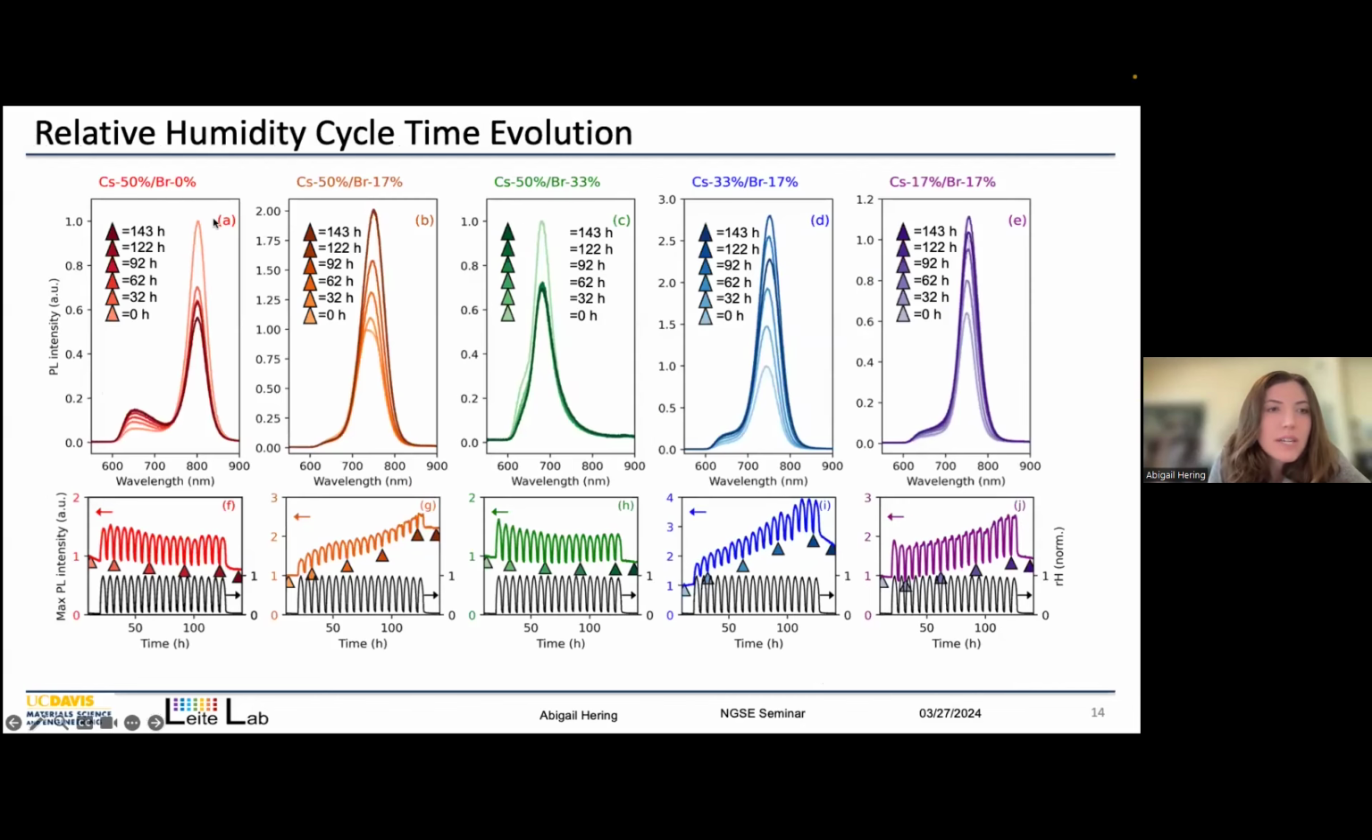So this is showing 6 snapshots throughout the experiment, all taken at low humidity. So these are all taken at less than 5%. But we can see based on where in the cycle it is, they look very different in their intensities. Some continuously decrease while some continuously increase over time.